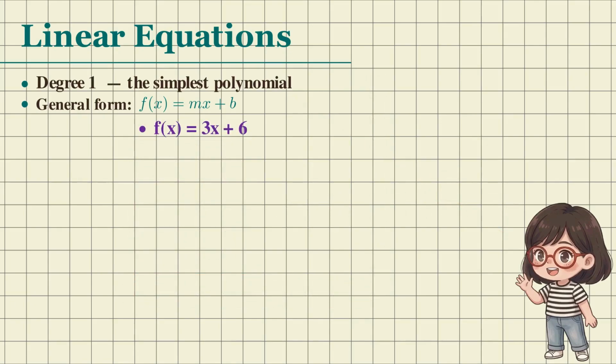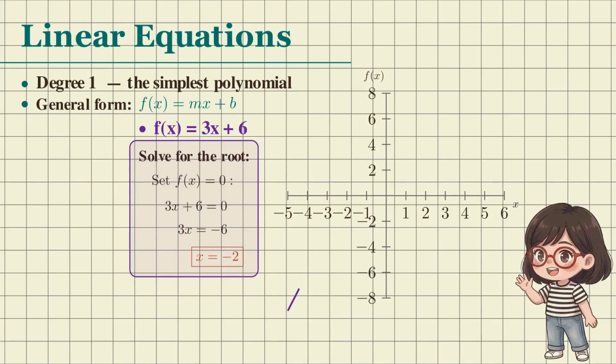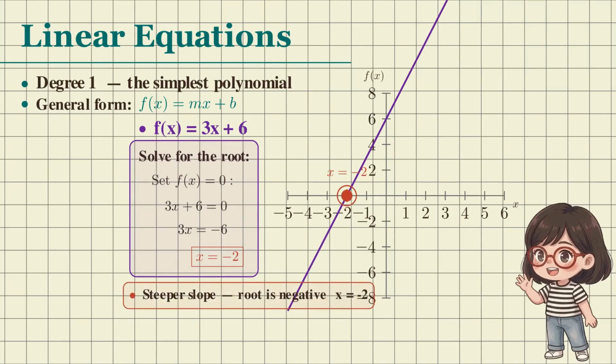Third example, f of x equals 3x plus 6. Setting to 0. 3x plus 6 equals 0. 3x equals negative 6. So x equals negative 2. The root is on the negative side of the x-axis. The graph confirms it. The line crosses the x-axis at x equals negative 2. Even when the root is negative, it's still just one crossing. Steeper slope. Root is at x equals negative 2.